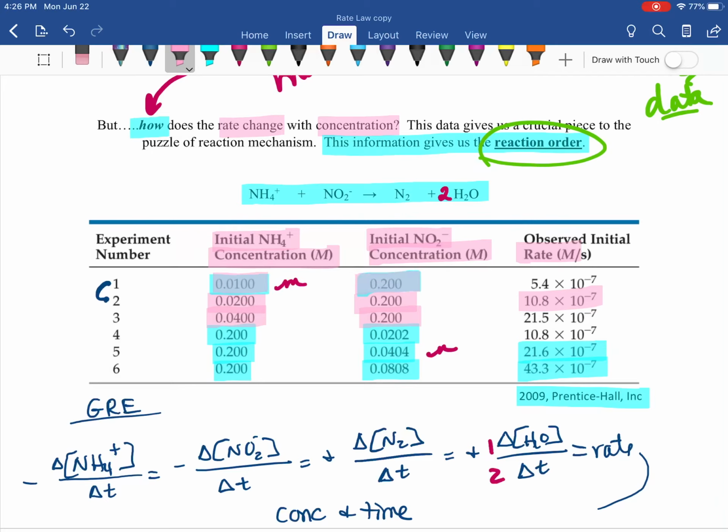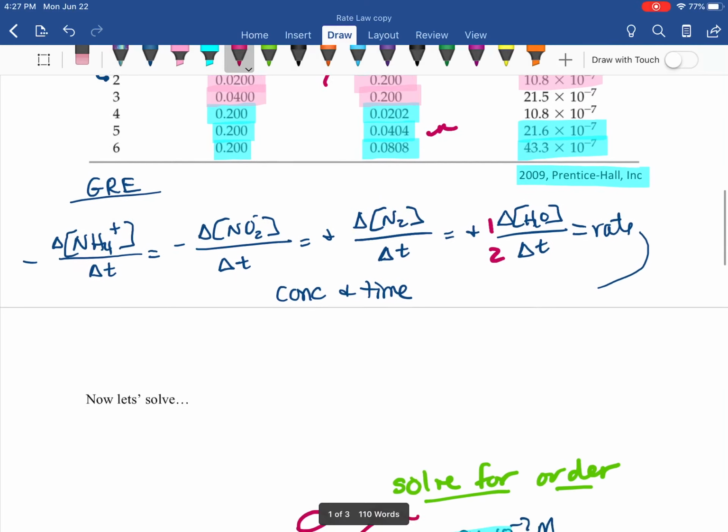All right, so these first 3 you can solve for m. The second 3 you can solve for n. So this data is very strategic. We are solving for those exponents. That's on purpose. And why is this a really easy thing to do? Because you're in charge in the lab. You get to decide what your initial concentrations are. You're the one setting up the experiment.